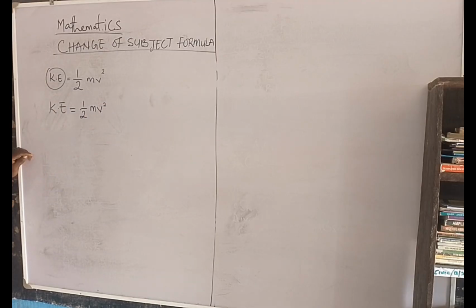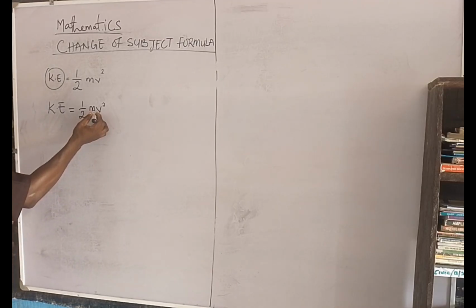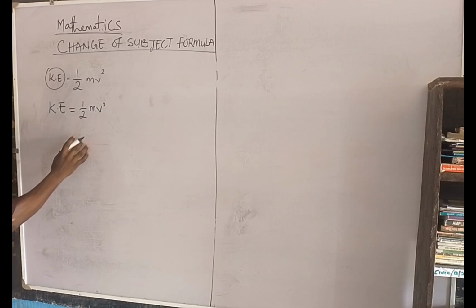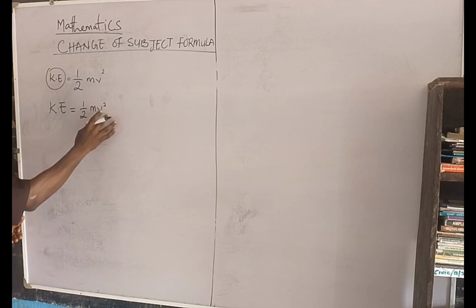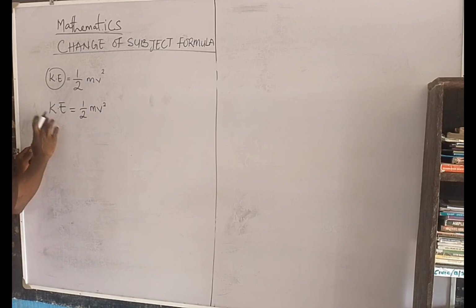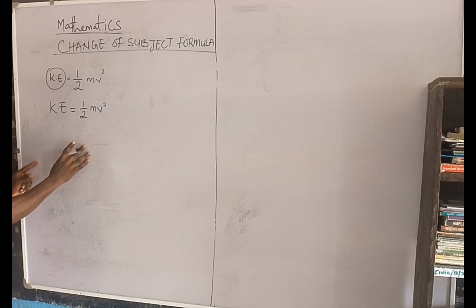squared. Now in making a subject of a formula, there are some things that you need to take note of. We want to make m the subject, then you look at the environment where that m is, the other variables standing with m. If they are multiplying m, what you simply do to eliminate them is to divide both sides of your equation by those variables standing with m.